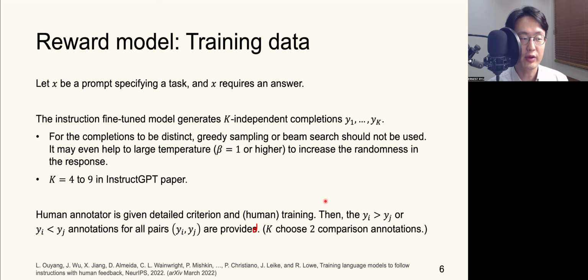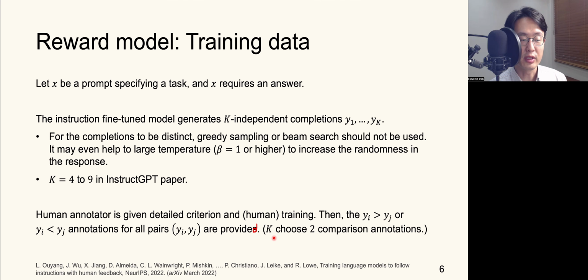Then the human annotator reads the prompt, looks at the responses, and then provides an annotation as to whether yi is better than yj or yi is worse than yj. So this bigger than symbol means yi is the more preferred completion compared to yj, and this means yj is the more preferred completion. And these annotations are done pairwise. So for all pairs, this kind of annotation is provided. And also, for the sake of simplicity, let's just say that ties never happen. So let's just say that the human annotators are forced to declare a winner when they're given a pair of responses.